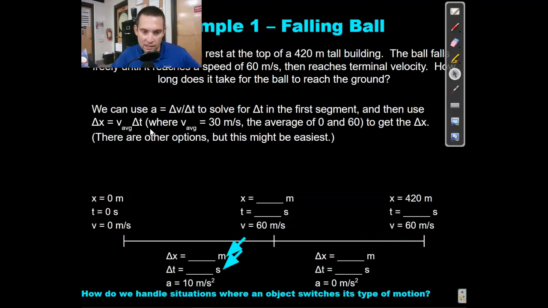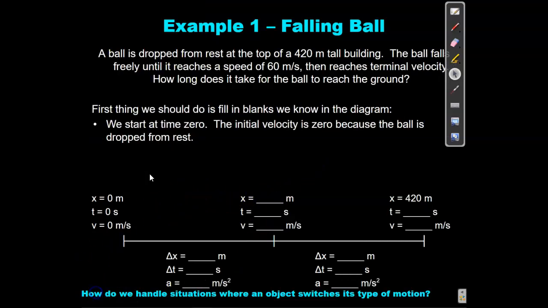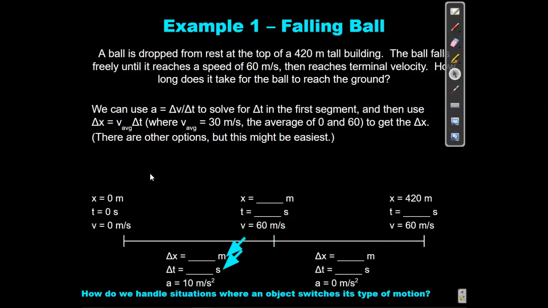So we can use a equals delta v over delta t, which is our average acceleration, to solve for delta t in the first segment, and then use delta x equals the average velocity times delta t to get our displacement, delta x. There are other options, but this will be the easiest. Just remember that in using these equations, it only works for the average.